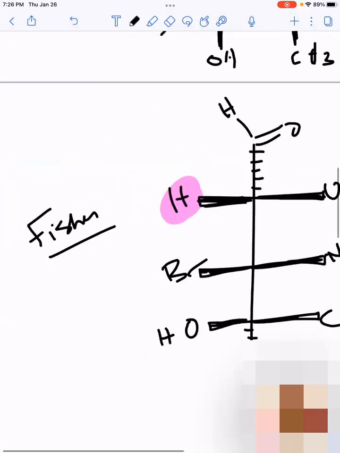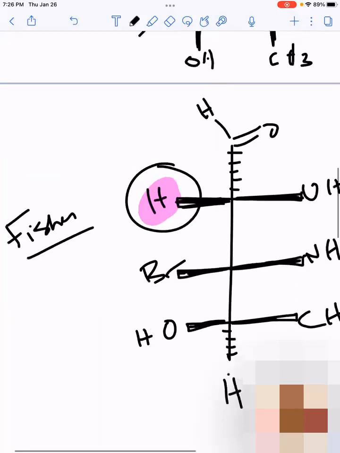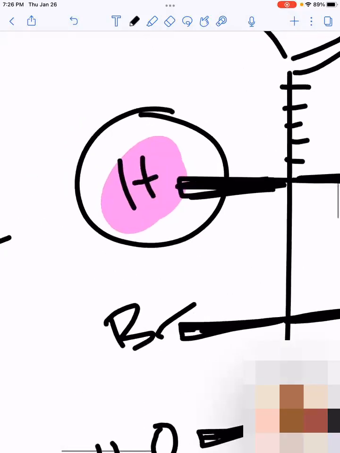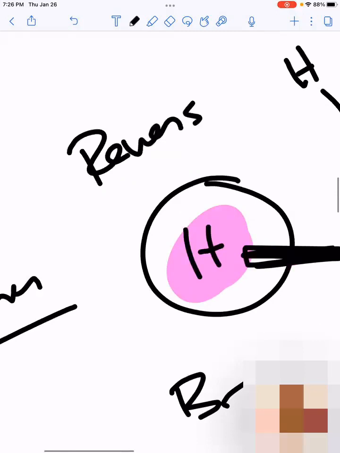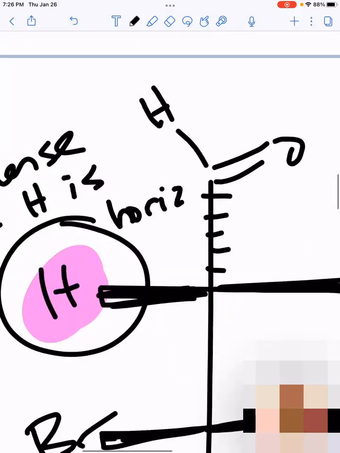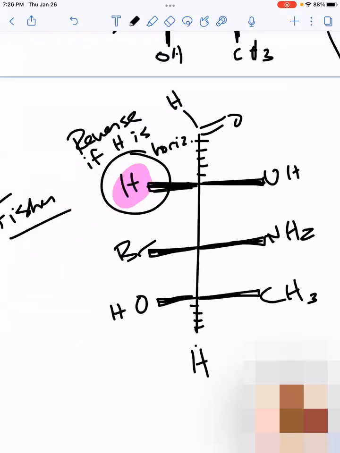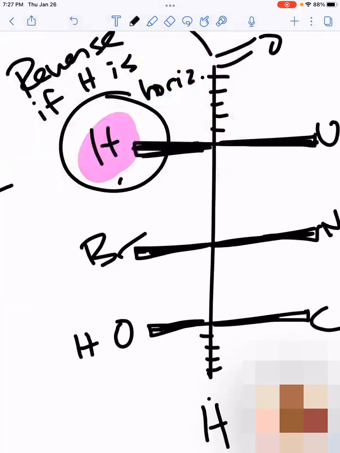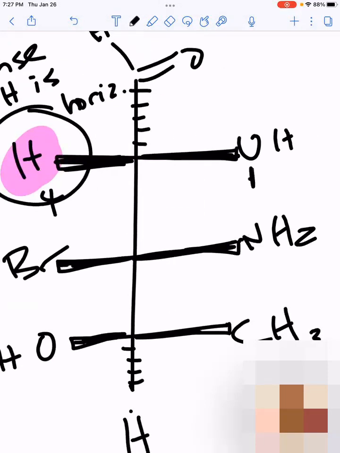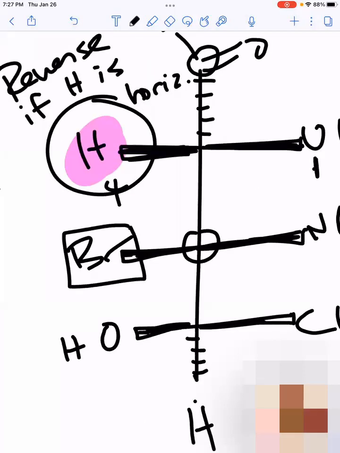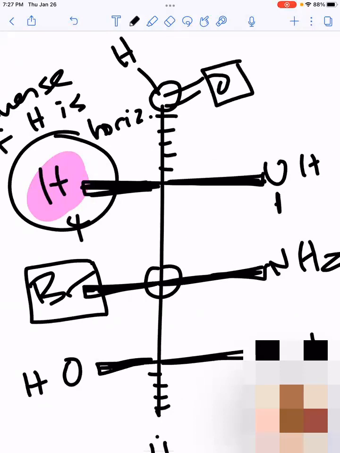So again, because the H is on a wedge in this case right here, then we're going to reverse. If it's horizontal, we reverse it, just like we did up top, if it was on a wedge and not a dash. It's the same concept. So here, this is 4, and this oxygen is going to be 1. And then this is carbon, and that's carbon. This carbon is bound to a bromine, and this carbon up here is bound to oxygen. So the point of difference is going to be oxygen.